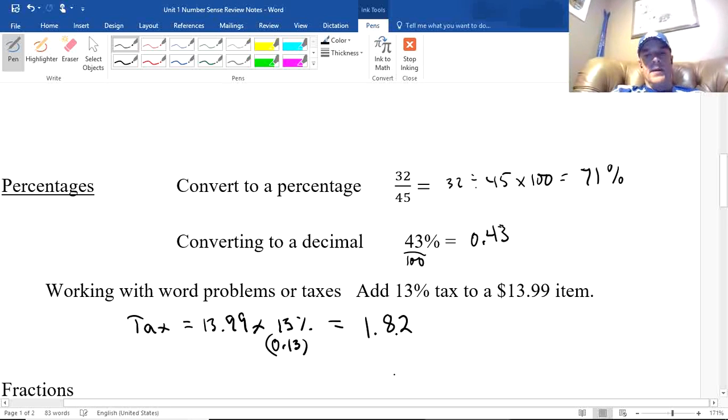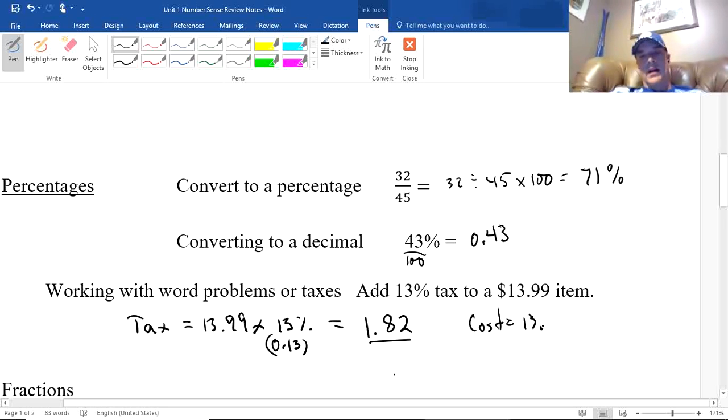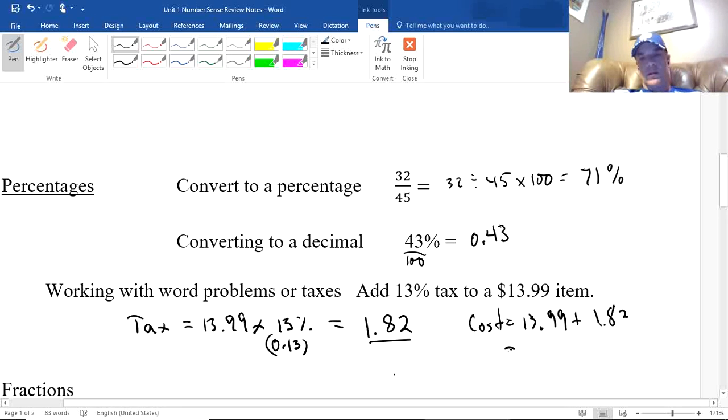Okay. And then if I wanted to, I'd have to add that to my item to get the cost. So if I wanted to find my total cost, it would be $13.99 plus $1.82. Okay, and so if I add those two together, I get $15.81. That equals $15.81. Okay, if you're asked to do that.